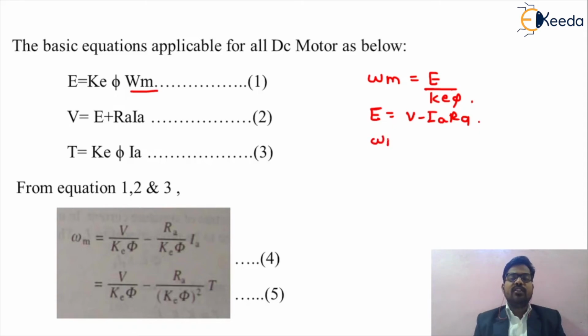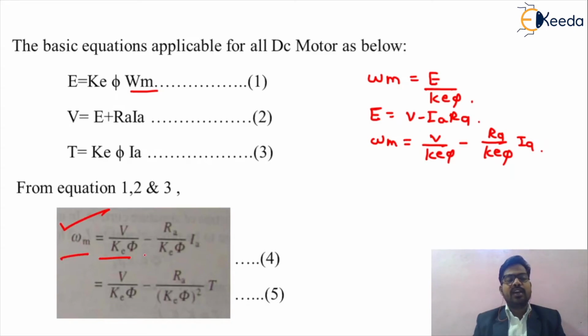So we are getting the value of omega m is equal to V divided by Ke phi minus RA divided by Ke phi into IA. So this will be equation number 4.